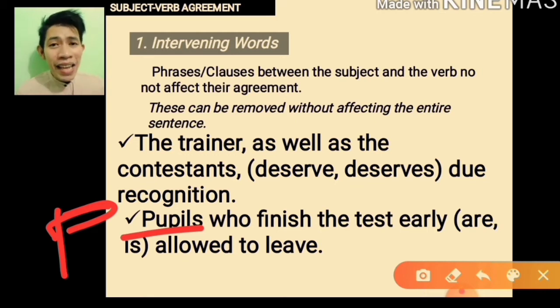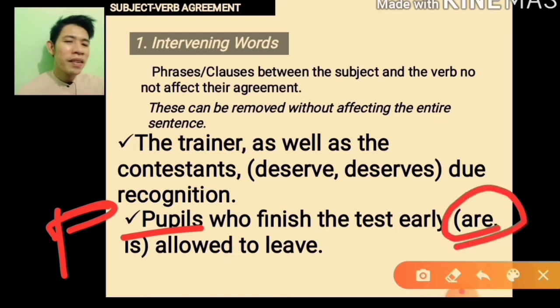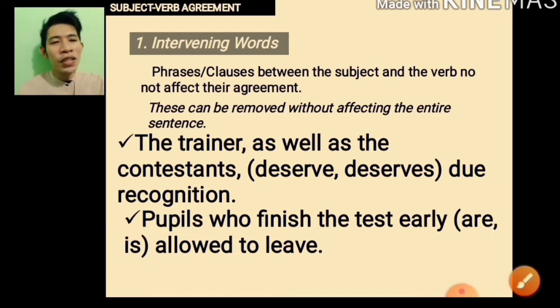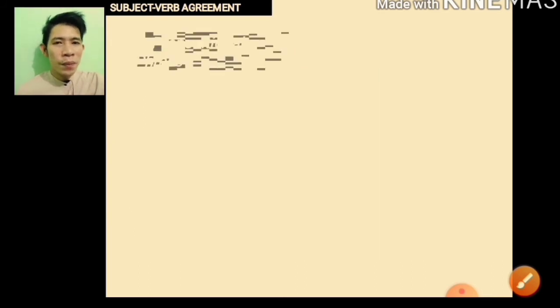So in that case, if the subject is plural, then the verb must be plural as well. Correct. So where is our verb here? Are or is? Plural eh. So that is are. Very good. So that is intervening words.